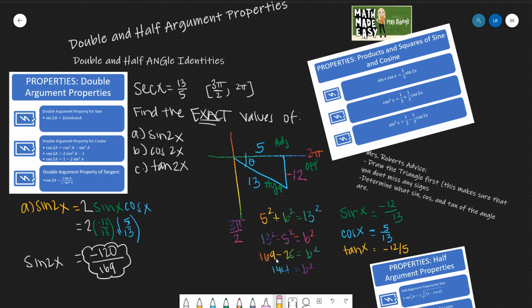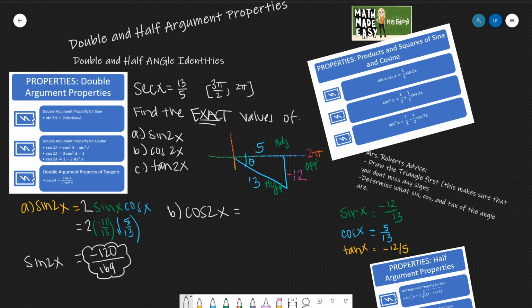I don't think that we need this piece anymore, so I'm going to erase my beautiful rainbow pen and make some room so I can try to keep most stuff on one piece of paper here. So we're going to do cosine of 2x. Now, cosine's unique. We have 3 different options here. If you pick the first one, you're going to get exactly the same answer as if you pick the second one or the third one. It doesn't matter which one you pick. Let's go ahead and just pick the first one.